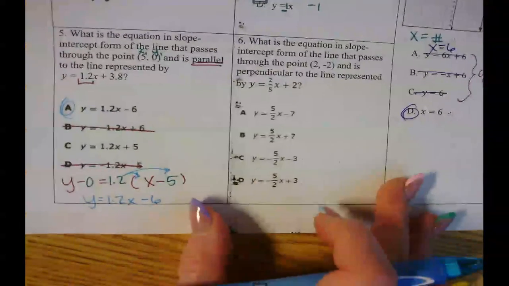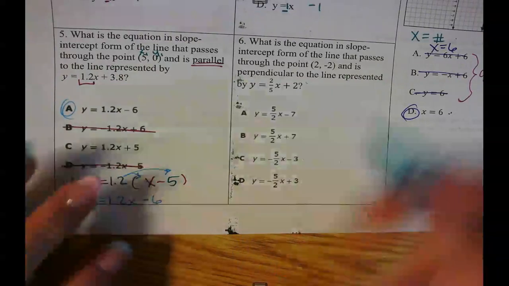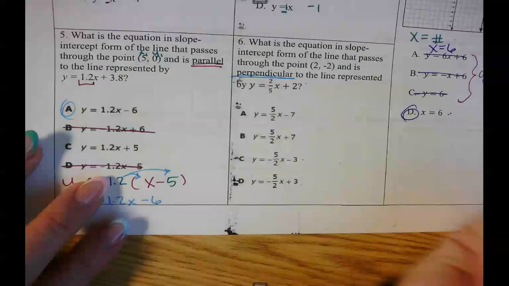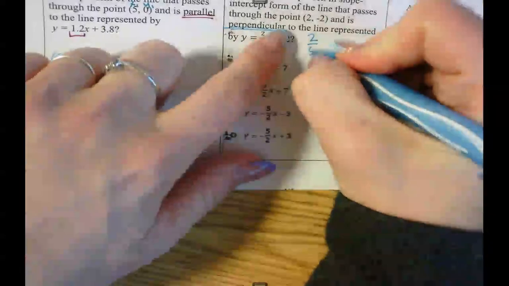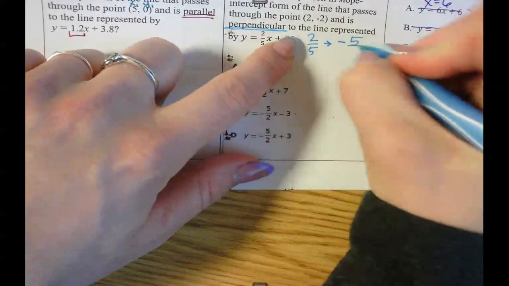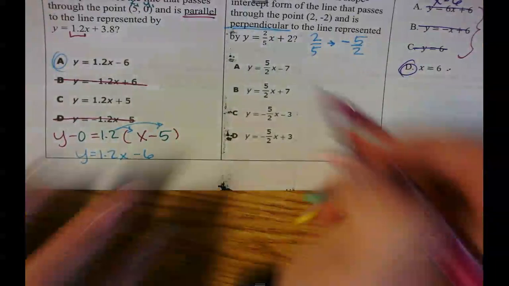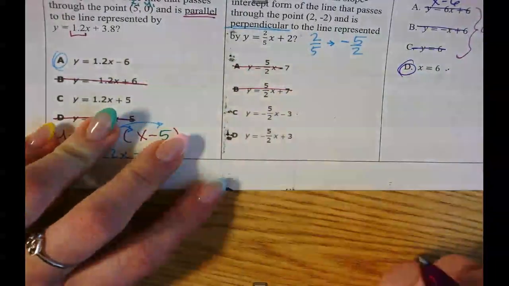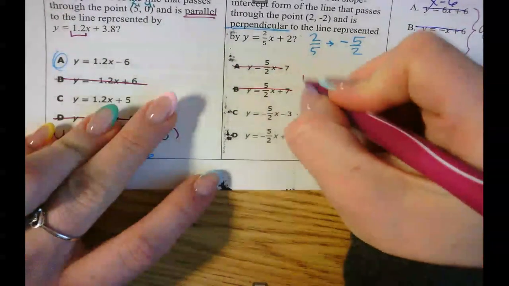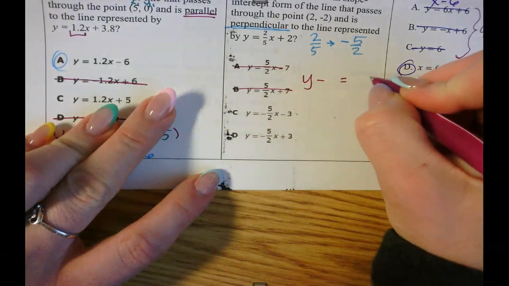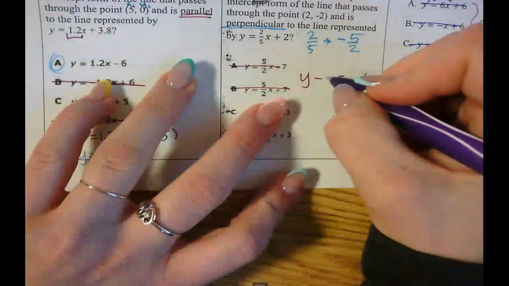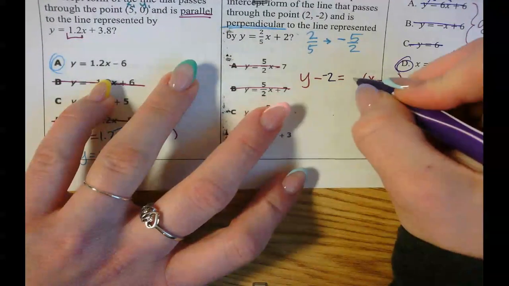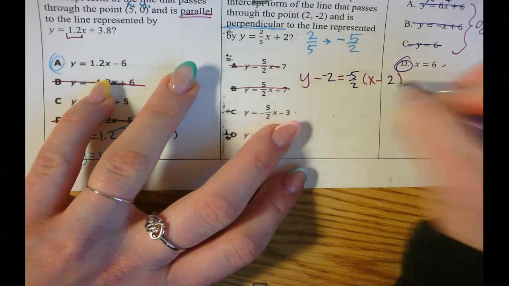What is the equation in slope-intercept form of the line that passes through this point and is perpendicular to the line represented by this? So we are taking the opposite reciprocal. So this is 2 over 5. So that goes to negative 5 over 2. That's not it. That's not it. Okay, so same thing. Y minus equals x minus. This is negative 2, negative 5 over 2, and positive 2.